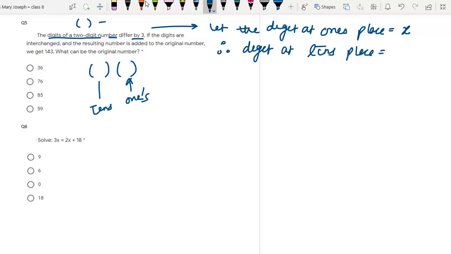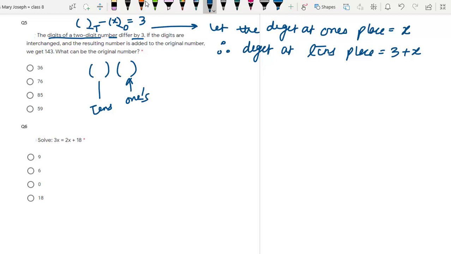Like this we can see, this is the digit at 10's place and this is digit at 1's place. This I have assumed as x. So when this x will go to that side, it becomes plus x. So the 10's digit is 3 plus x. Simple.